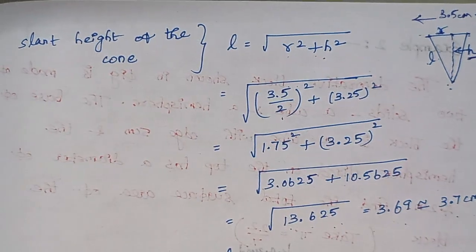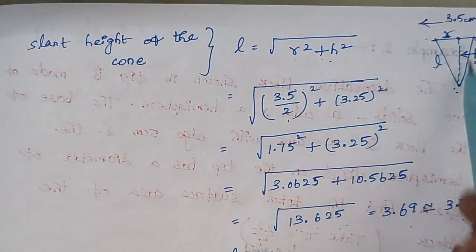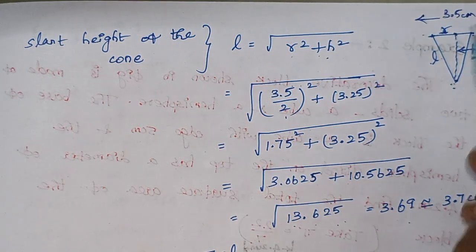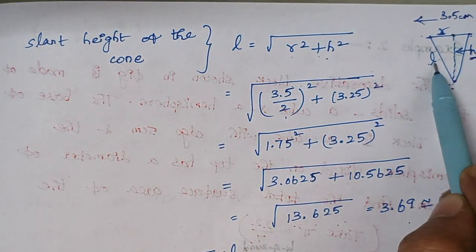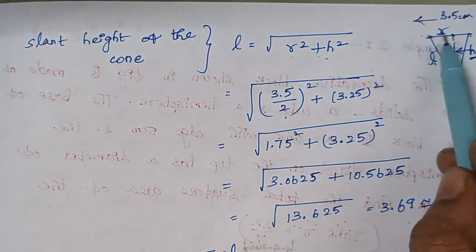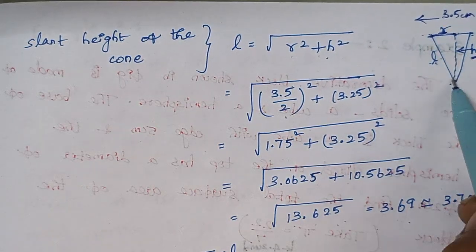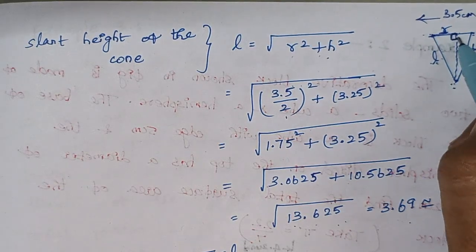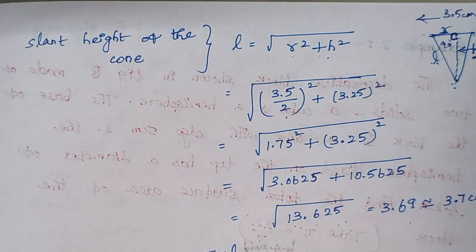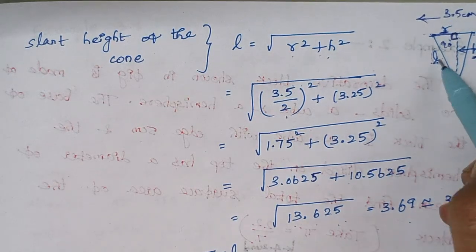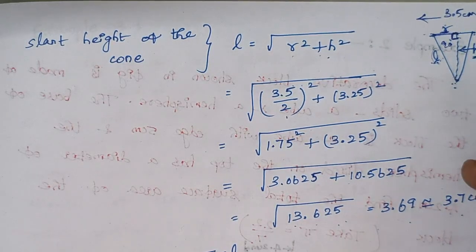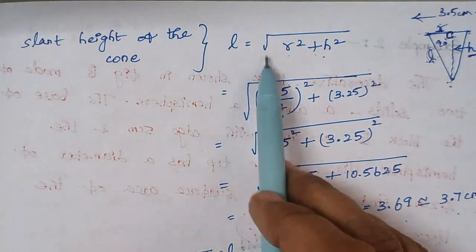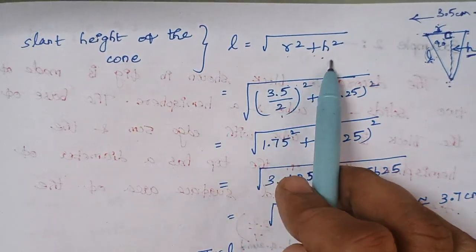So how to find the slant height of the cone? You see for this conical part, this length is known as the slant height, L. Right. So here this L is nothing but the square root of R square plus H square, because again you see they are perpendicular. So here it is exactly 90 degree, right? And by Pythagoras theorem, L square is equal to R square plus H square, right? So L is nothing but square root of R square plus H square.